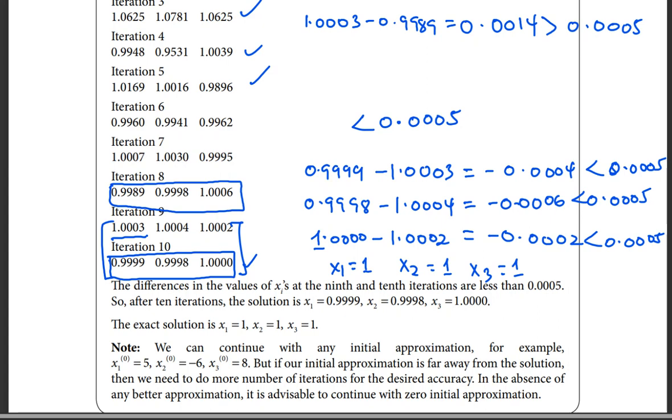If you do it for the second one also, you're going to have 1.0004 minus 0.9998, right? So let's see what you're going to get. 1.0004 minus 0.9998 will also give me a value of 0.0006, which is also greater than 0.0005. So this will give you a clue that that's not where you're supposed to end. So you continue iterating until the difference between the last two consecutive iterations is less than 0.0005.